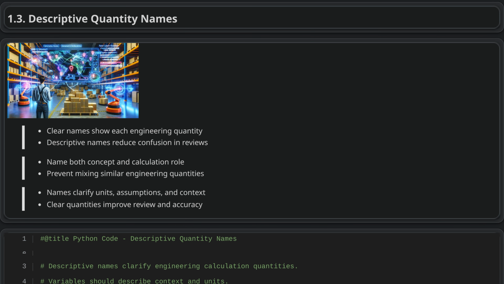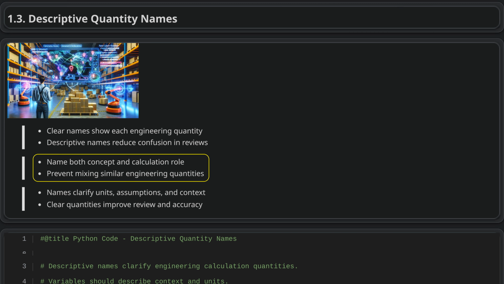Descriptive quantity names. Descriptive quantity names make civil engineering calculations easier to understand by clearly connecting values to the physical elements they represent. Clear names help engineers see whether a value refers to something like length, strength, area, or force, reducing confusion in design work. This improves communication among engineers and other stakeholders.